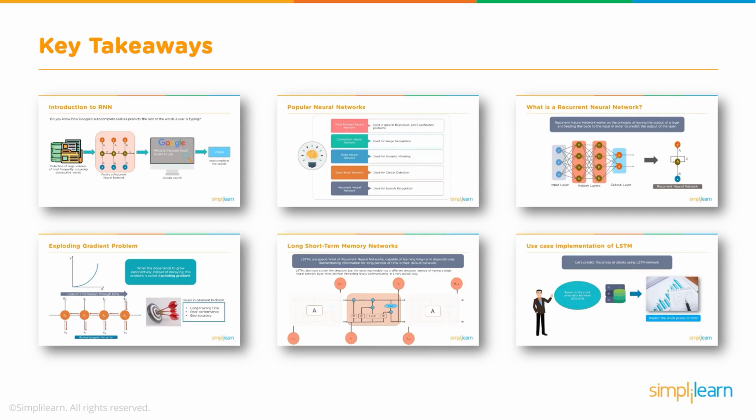So the biggest takeaways are we had an introduction to the RNN and its setup. We went over the popular neural networks that are out there. We discussed what is a recurrent neural network. We went into one of the big problems with the RNN, and that's the exploding gradient problem. We also discussed the long short-term memory networks, the LSTM, which is part of the RNN setup. And finally, we went through and we predicted the Google stock to see how it did.